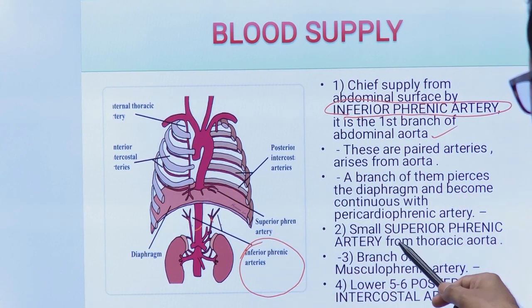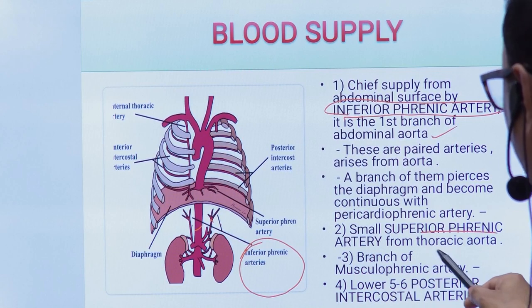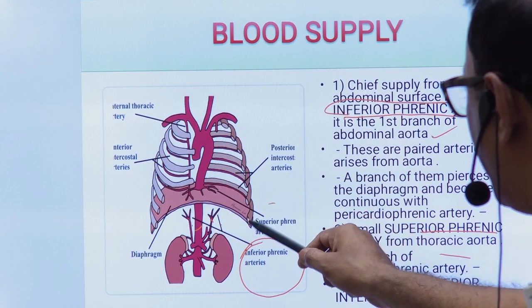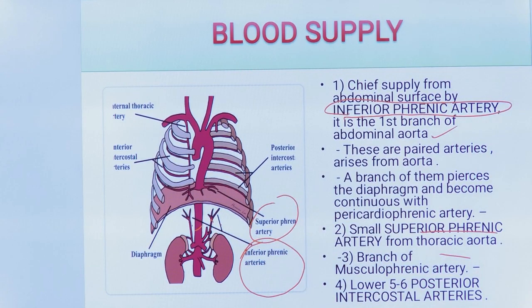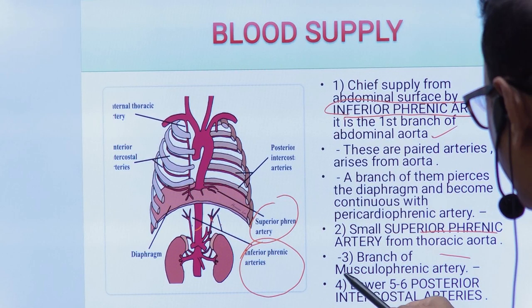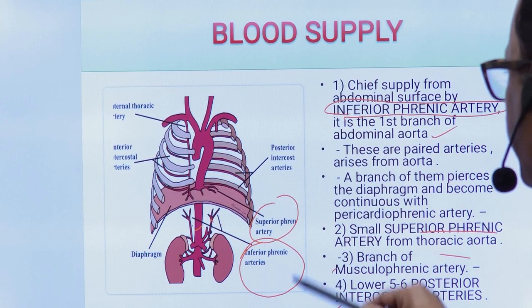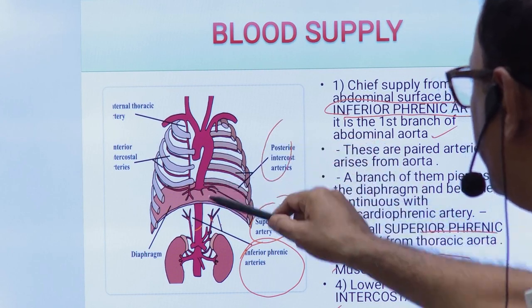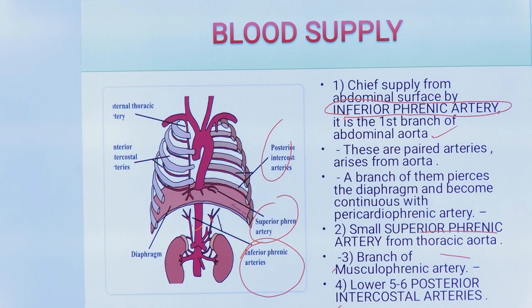Second is the superior phrenic artery, coming from the thoracic aorta. So we have the inferior phrenic artery and the superior phrenic artery. Third is the musculophrenic artery, and fourth is the intercostal artery. The posterior intercostal artery will also supply the diaphragm.